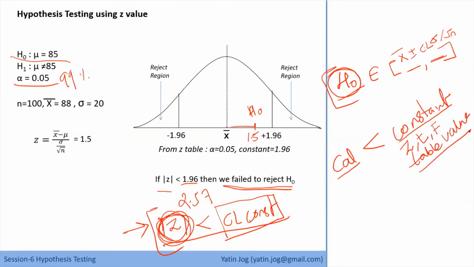Because from where is this 1.96 coming? That is coming from z table. So in case of t analysis, this value will come from t table. So on the right hand side, we always have a constant, which is a table value. In case of Excel, this constant or table value is also called a critical value.